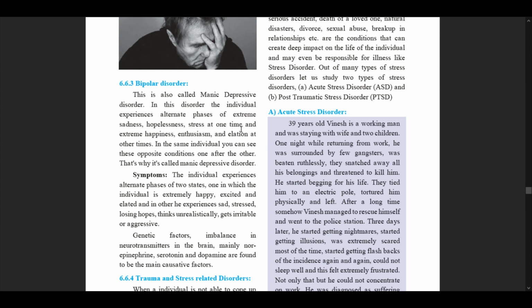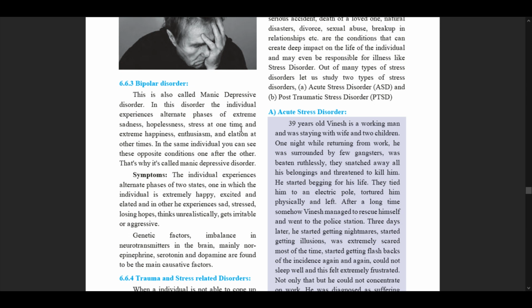So he or she is sad, hopeless, and stressed at one time, and extremely happy, enthusiastic, and elated in the second half. Both of these happen in the same individual. That's why it is called a manic depressive disorder, a more aggressive form of depressive disorder.